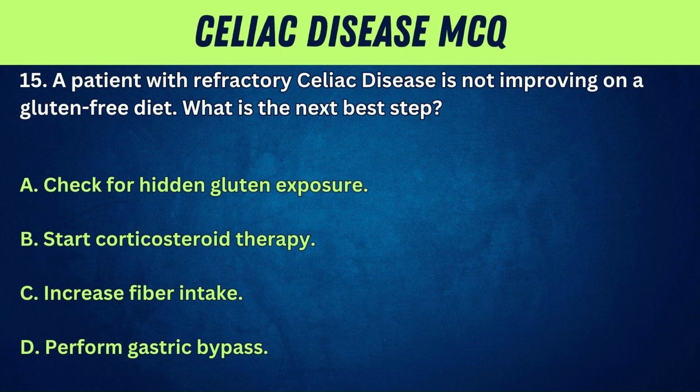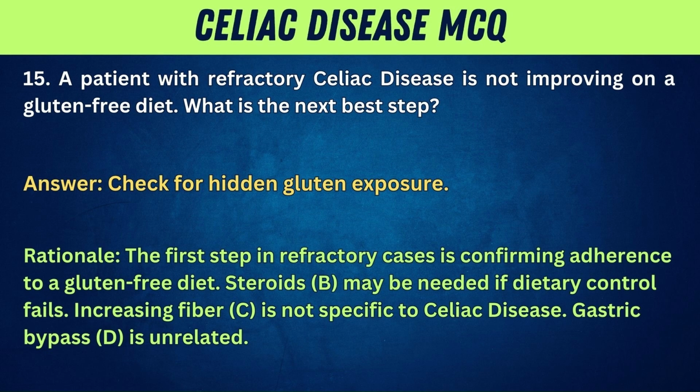15. A patient with refractory celiac disease is not improving on a gluten-free diet. What is the next best step? A. Check for hidden gluten exposure. B. Start corticosteroid therapy. C. Increase fiber intake. D. Perform gastric bypass. Answer: check for hidden gluten exposure.